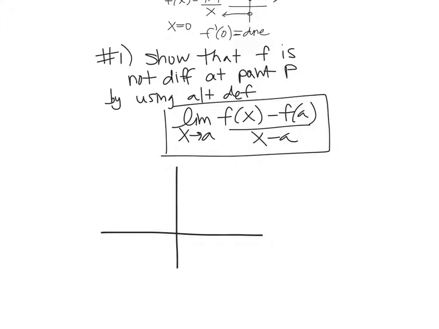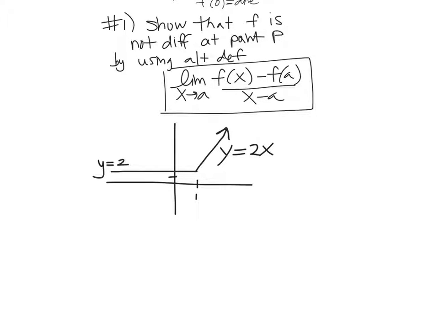So here's a graph. And let's say that we have the graph of y equals 2. That's a really straight line, huh? That's crazy. Y equals 2. Let's say that's 1. And then we have the graph of y equals 2x. So I have like a little piecewise function here. And I'm going to show that this graph is not differentiable at x equals 1. You can tell by looking at it, right? There's a corner there, but we're going to prove it.